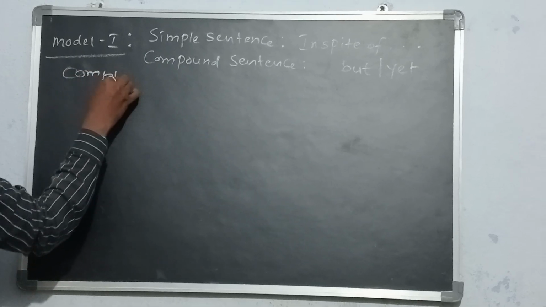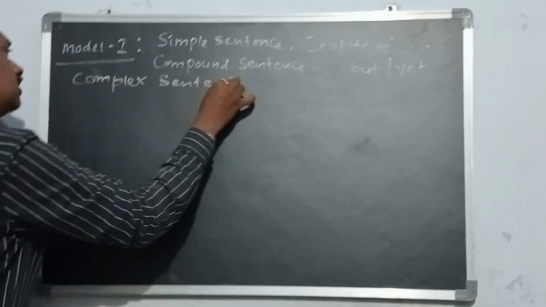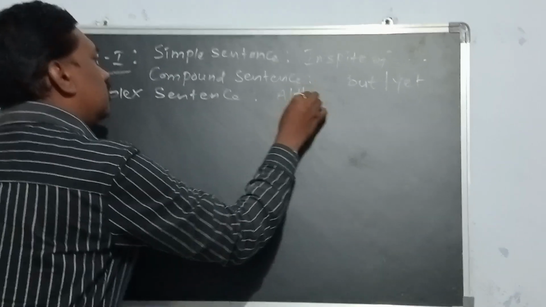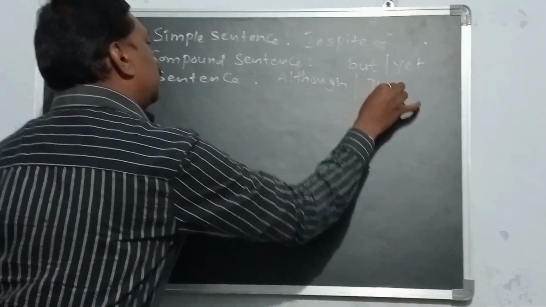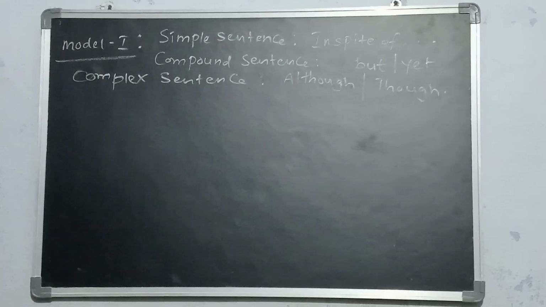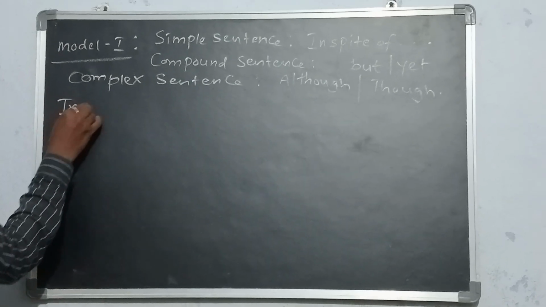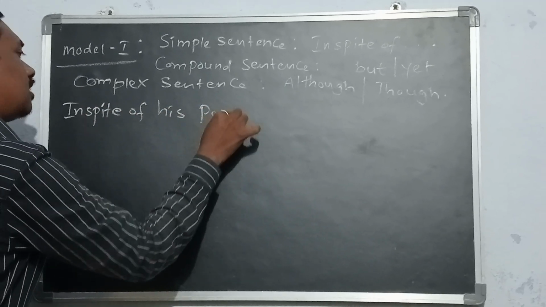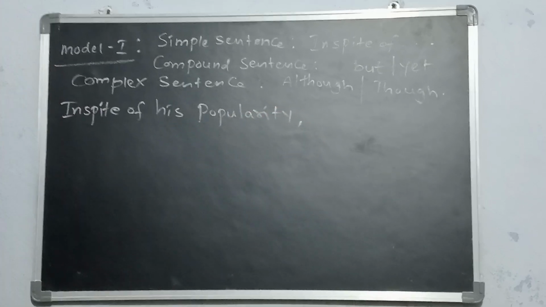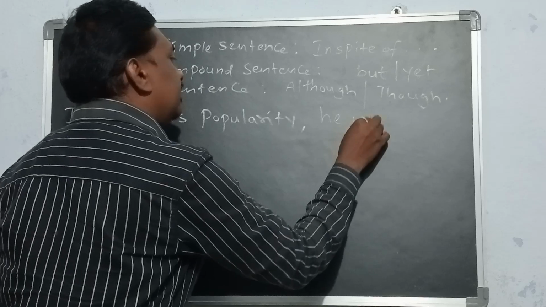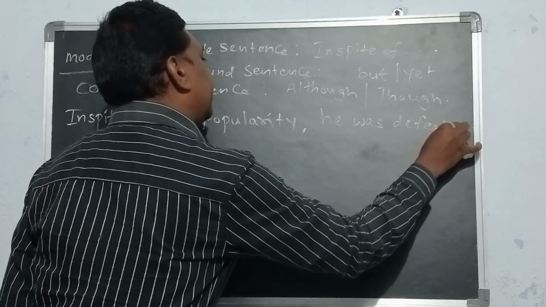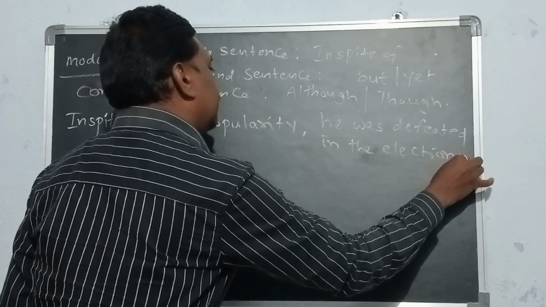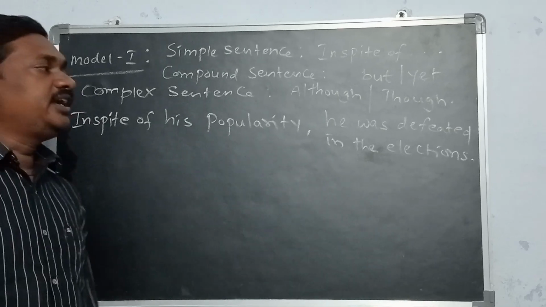Next, in complex sentence, the subordinative conjunctions are although or though. So let us discuss with one example. For example, in spite of his popularity, he was defeated in the elections.